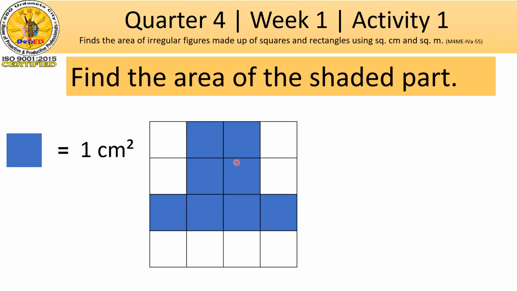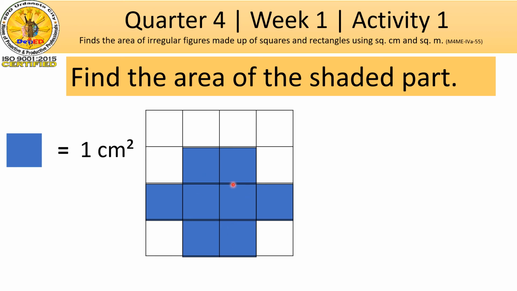Now, let's have another example. Let us find the area of this shaded part. It's like an inverted T. The color blue. Again, one box or square unit is equal to 1 square centimeter. So, what will we do? We're just going to count only. 1, 2, 3, 4, 5, 6, 7, 8. So, there are 8 square units which is equal to 8 square centimeters.